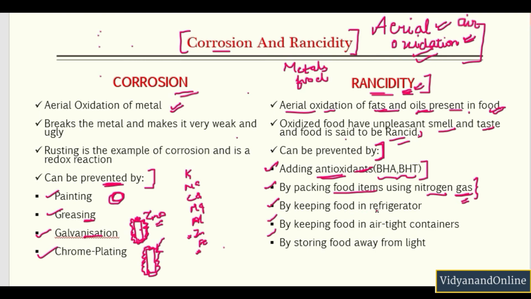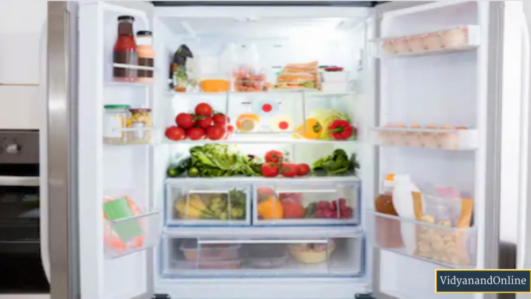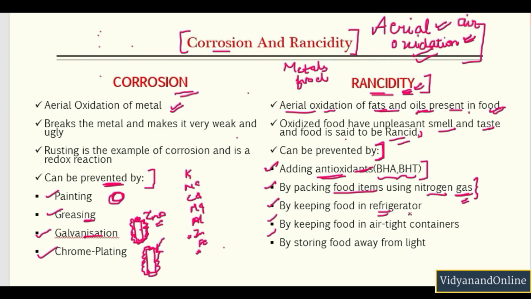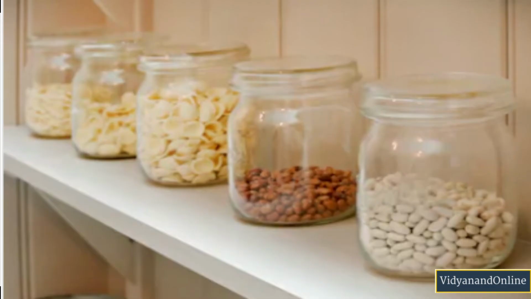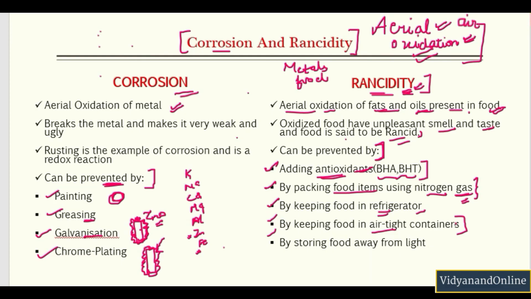Next is keeping the food in the refrigerator. This is what our moms are actually doing right now. Due to low temperature inside the refrigerator, the oxidation of fats and oils in it is slowed down. Now next is keeping the food in an airtight container. Due to reduced exposure to oxygen, the fats and oils present in the food do not get oxidized and hence rancidity is retarded. Now the last thing, storing the food away from light. Due to the absence of light, the oxidation of fats and oils present in the food is slowed down and hence rancidity is retarded.